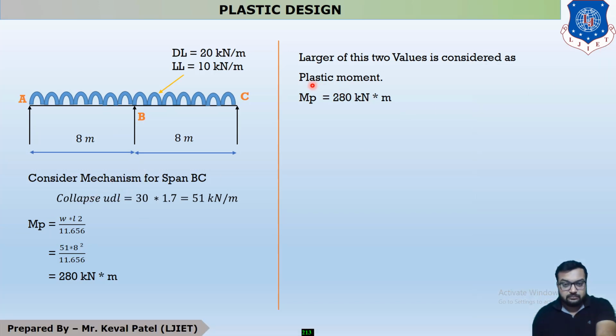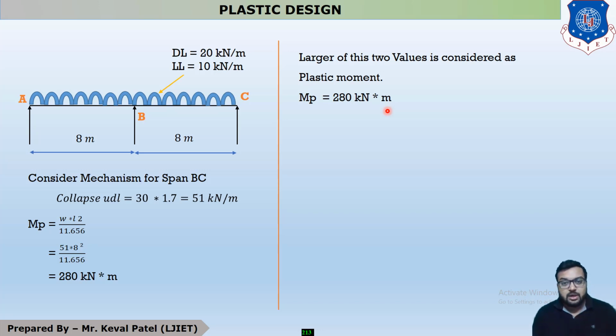Okay. Now there are two plastic moments, but you have to design the beam for the maximum plastic moment. So one statement you have to write like this: the larger of these two values is considered as the design plastic moment. So your value of MP is 280 kilonewton meter. Okay, so students, this is the end of your example number 4.